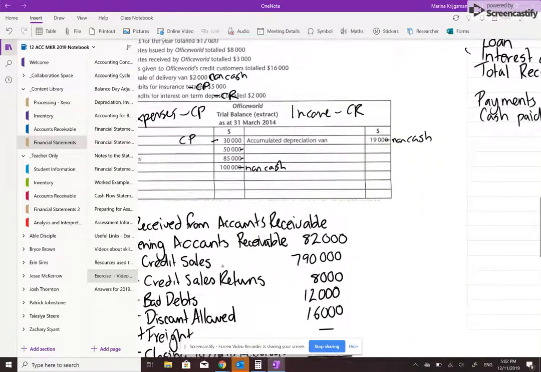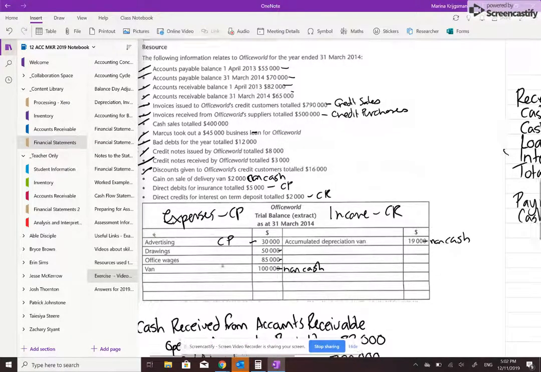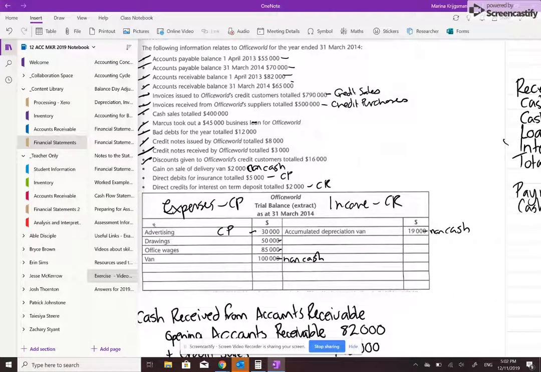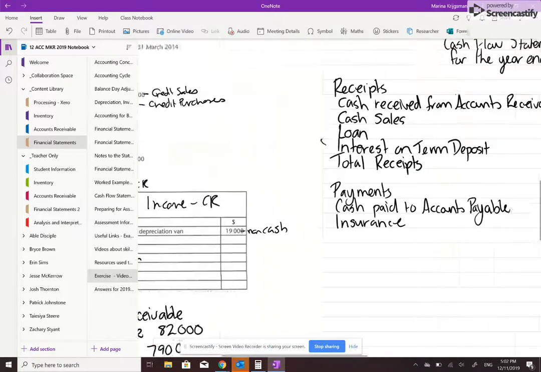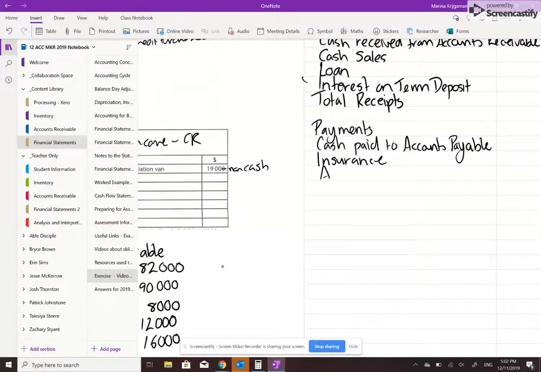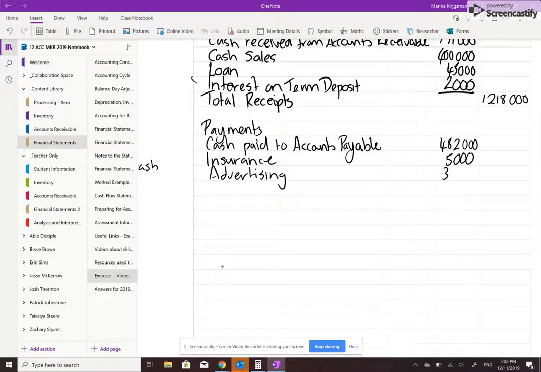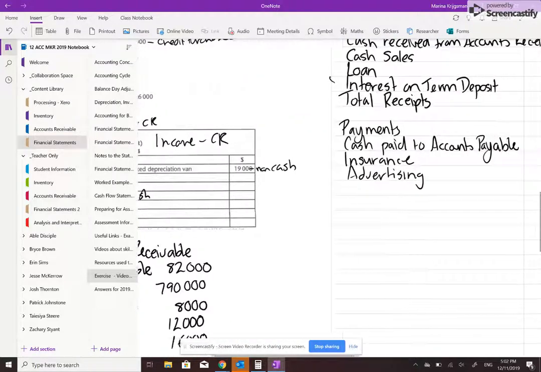Okay, and then we're going to look for any cash payments that we've made. Okay, so as you go, it always pays to write in. So what we notice is that we've got the insurance of 5,000. Got advertising of 30,000. Okay. Office wages of 85,000.